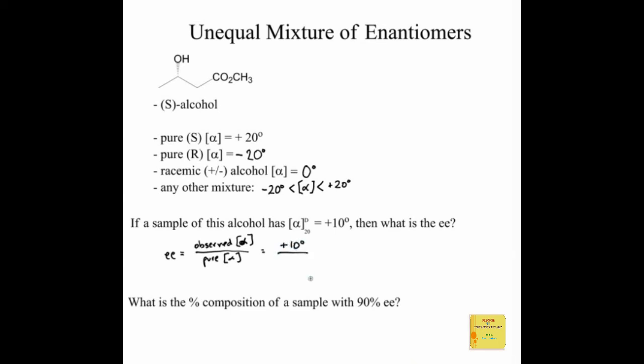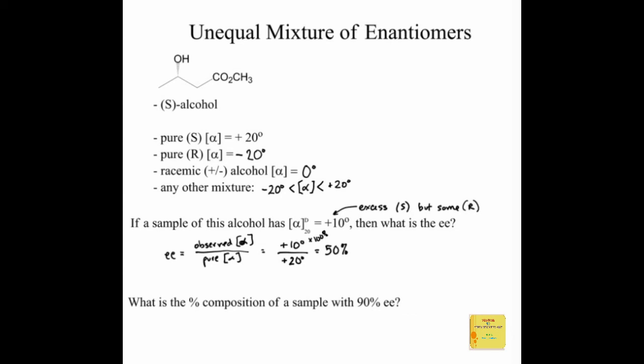degrees, and the pure one, well, because this is a plus, that means I have an excess of which enantiomer? What do I have more of? I must have more of the one with the plus rotation, so I have an excess of S, but there's some R mixed in there, and that's why our optical rotation isn't the maximum that it should be. So I have plus 10 divided by plus 20, which means I have 50%. We multiply it by 100% to convert it to a percentage. We have a 50% EE for this sample.